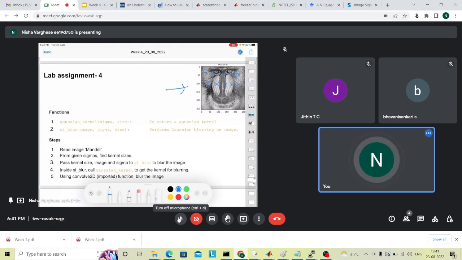2D convolution has been explained, right? For doing 2D convolution, we have to use some blur kernel. So we have an image like this.